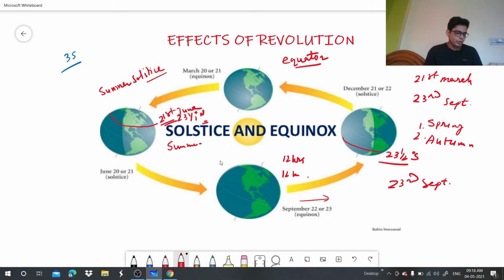This is the fourth position of the earth I am showing, but over 360 days there are 360 positions of the earth in relation to the sun. At that time some changes occur on the earth's surface, in the climate of our earth.